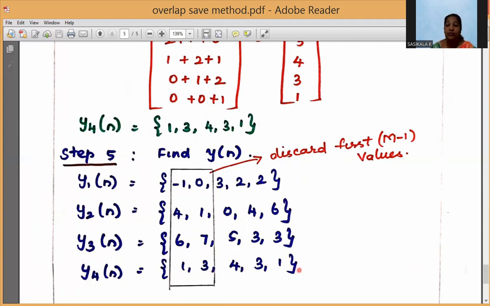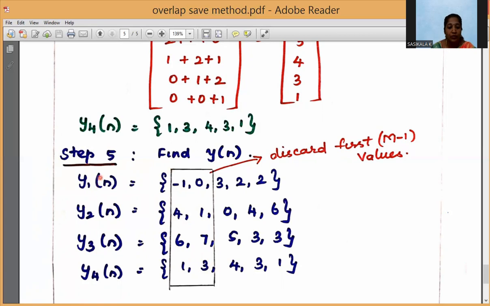So what we have to do is discard the first M minus 1 values. So M value is 3. So 3 minus 1 is 2. The first 2 values from each output sequence have to be discarded, that is eliminated, and the remaining data has to be taken. So here minus 1 and 0 are the first 2 elements of y1 of n, and 4 and 1 are the first 2 elements of y2 of n, and 6 and 7 are the first 2 elements of y3 of n, and 1 and 3 are the first 2 elements of y4 of n.